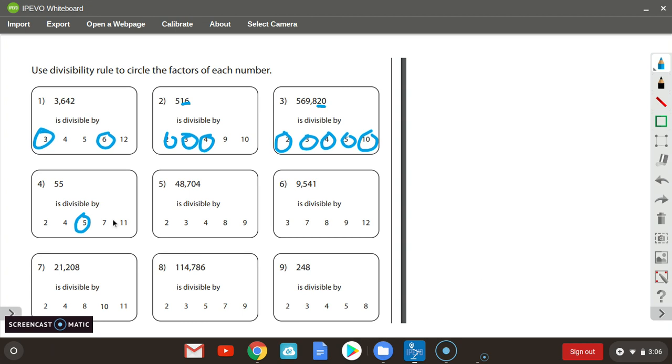And then I don't need to use the divisibility rule of 11 here because I can just recognize that 55 is a multiple of 11. So it's divisible by 5 and by 11.